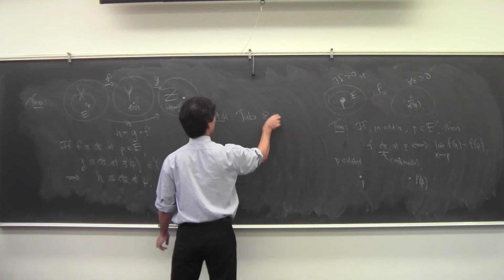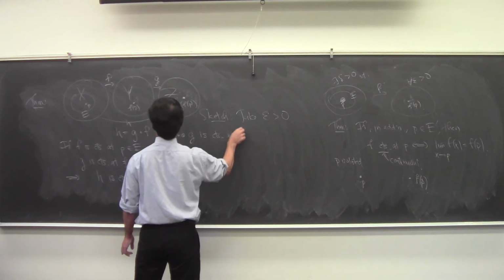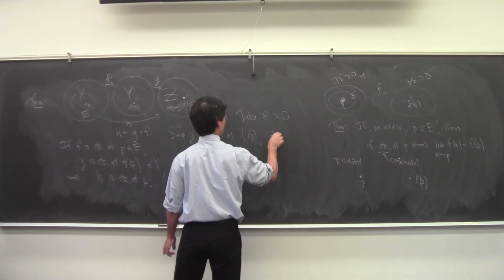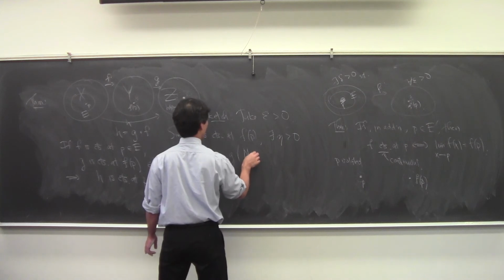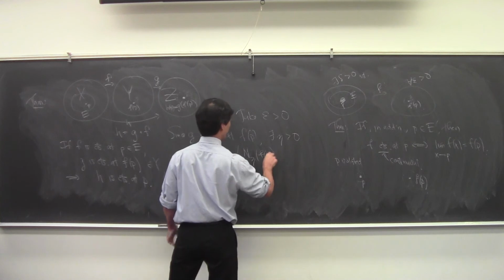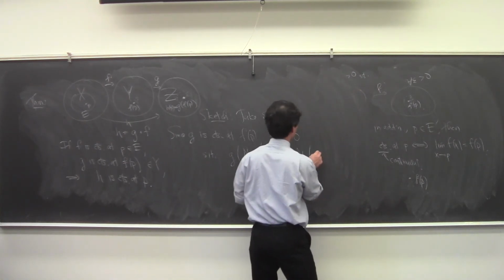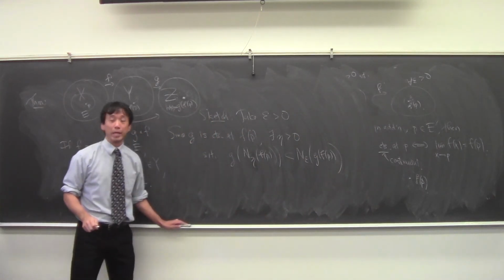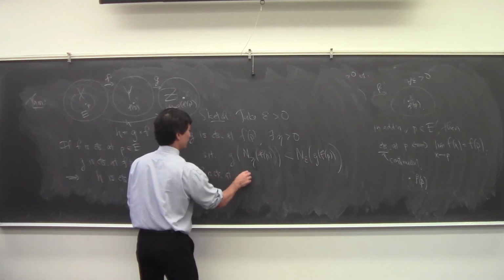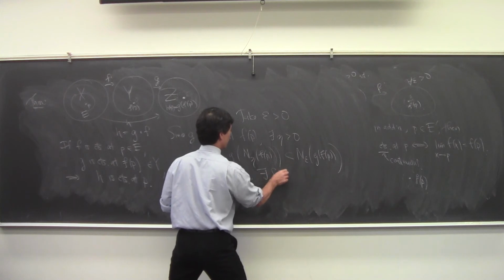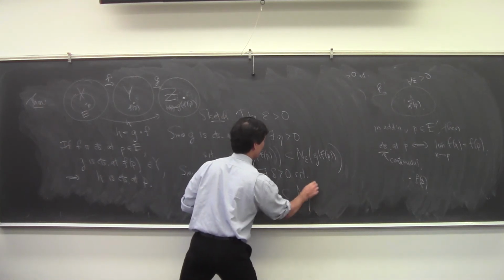Take epsilon greater than 0. Since G is continuous at f of P, we know that there exists an eta such that G maps the eta neighborhood of f of P into the epsilon neighborhood of G of f of P. Since f is continuous at P, we know there exists a delta such that f of the delta neighborhood of P is contained inside of the eta neighborhood of f of P.